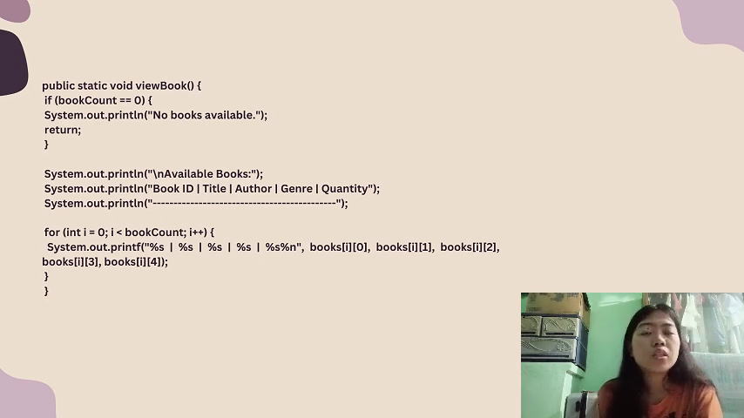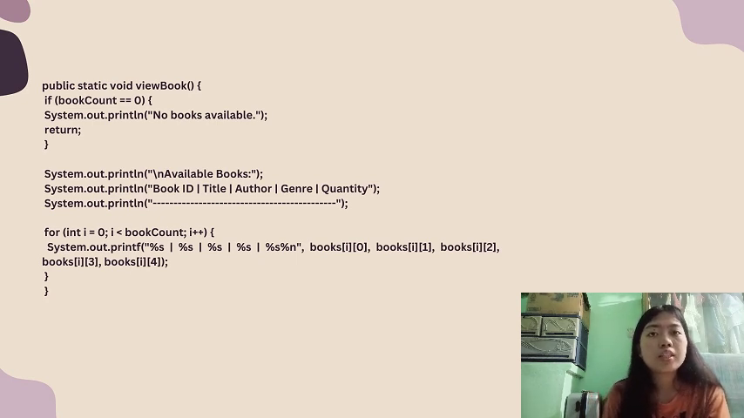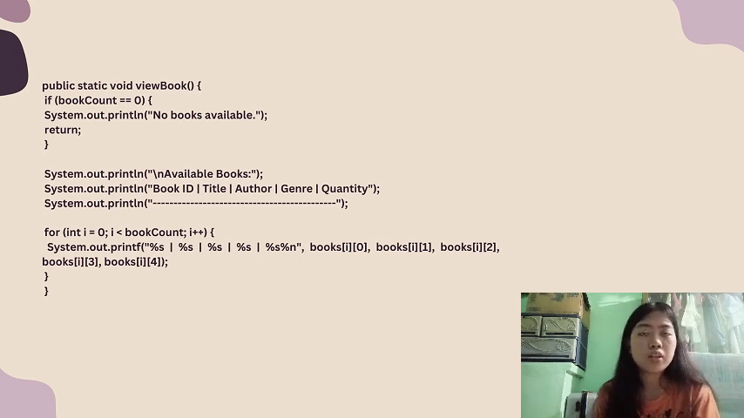When the user selects the View Books option, the View Book method runs. The first thing it does is check if there are any books available by validating the book count variable. If book count is 0, it displays a message, no books available. Otherwise, it moves on to display the books.